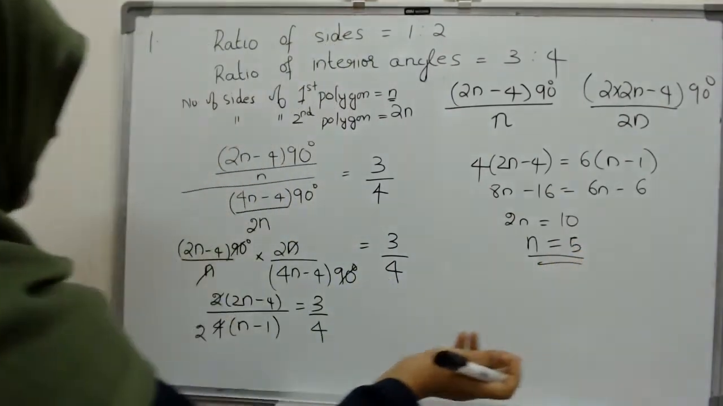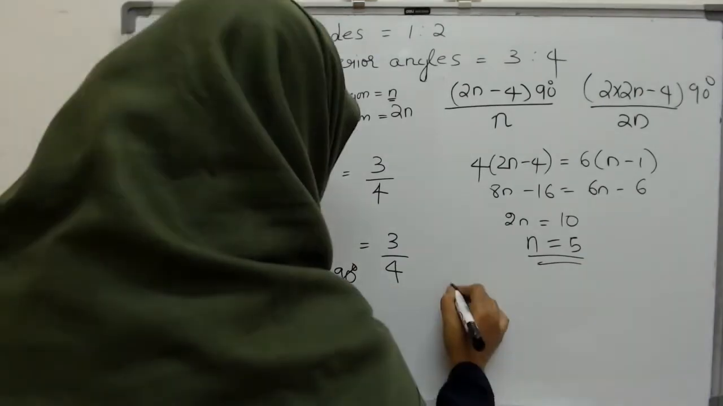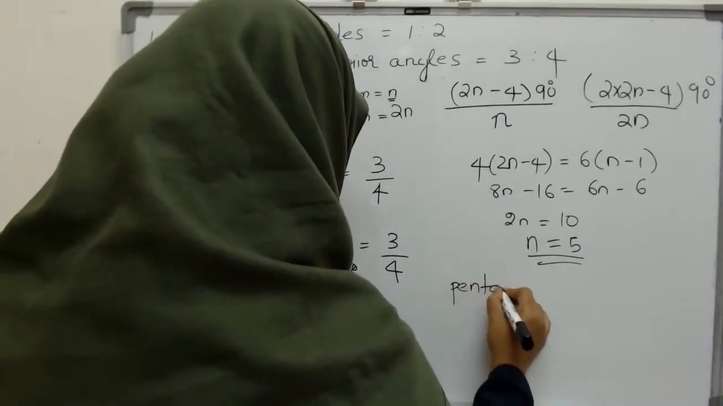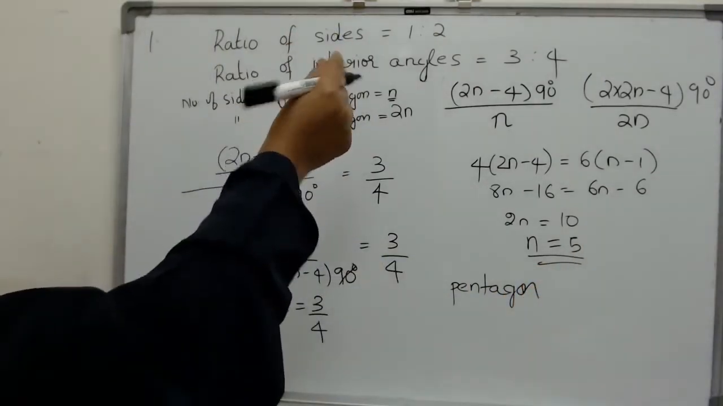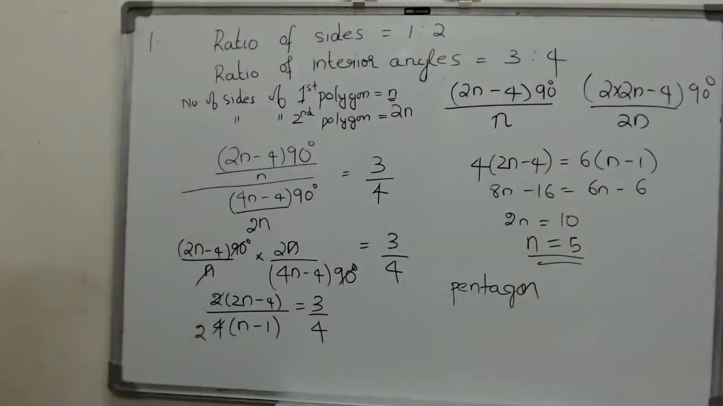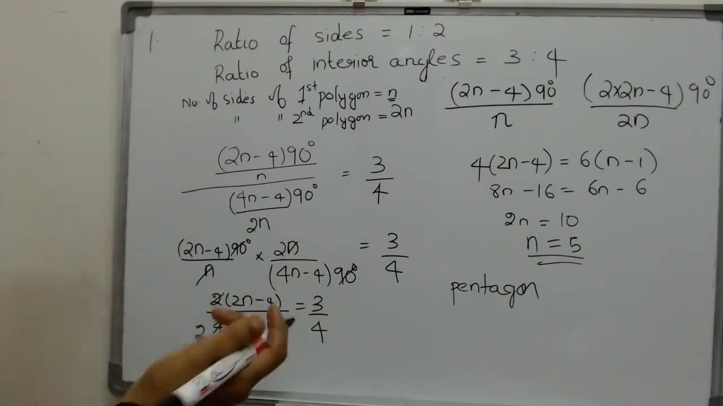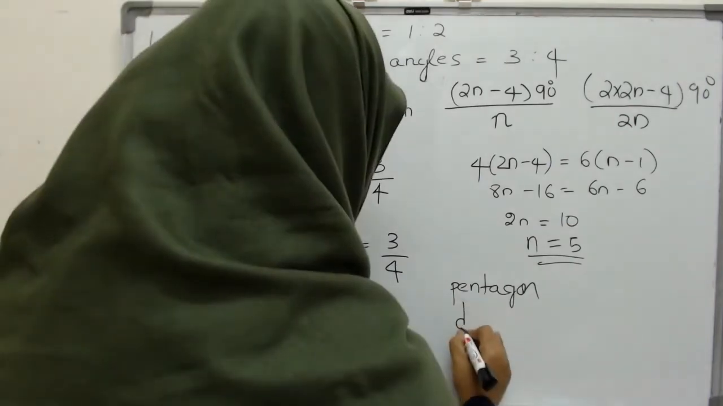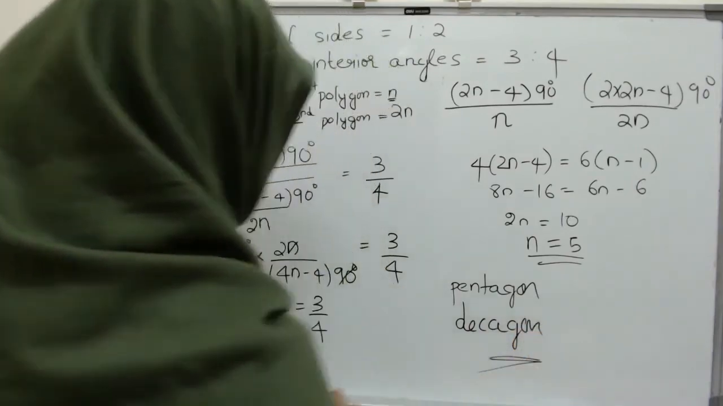What does that mean? The first regular polygon has 5 sides, which means it is a pentagon. And if this is the first polygon, what about the second one? The second one has 2 times more. If this is 5, the second one will be 2 into 5, which is 10 sides. And what is that called? It is called a decagon. That is the second polygon. Now let's go on to the second question.